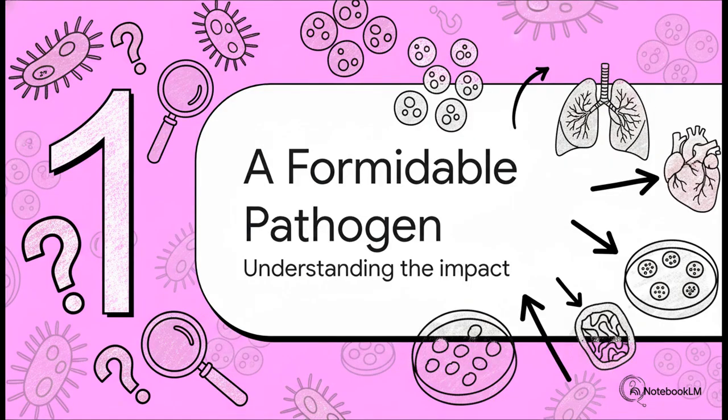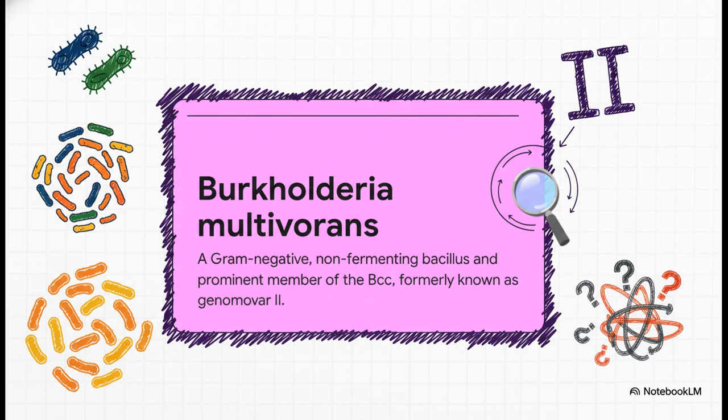Okay, so let's start by really defining the problem. Who exactly is this organism targeting, and what does an infection actually look like from a clinical standpoint? So, the basics, we're looking at a gram-negative, non-fermenting rod. Now, the really key thing here is its membership in the Burkholderia cepacia complex, or BCC. You might know it by its older name, Genomovar 2. This complex is a group of over 20 species that are phenotypically almost identical. And that similarity is exactly where so many of our diagnostic headaches begin.